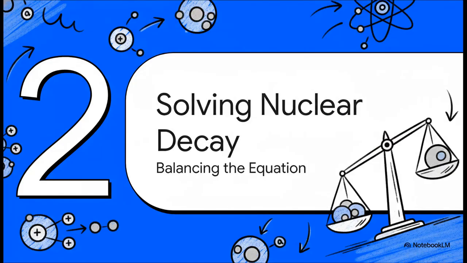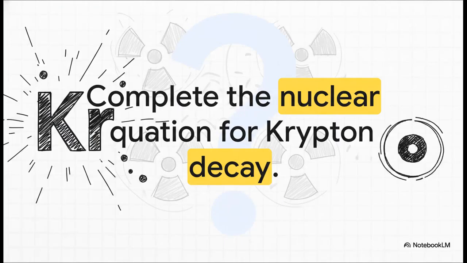Okay, now that we know what an alpha particle is, let's move on. Let's see how this knowledge helps us understand how atomic nuclei can actually change during decay. All right, the next question is a bit of a puzzle. We've got a nuclear decay equation here, but you'll notice there are a couple of numbers missing. Our job is to fill in the blanks.